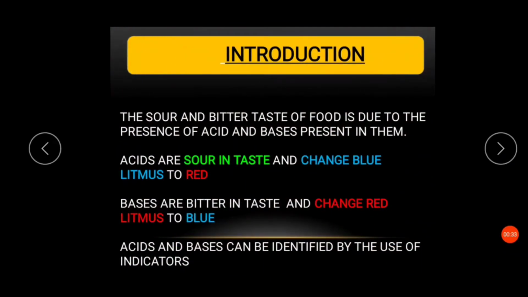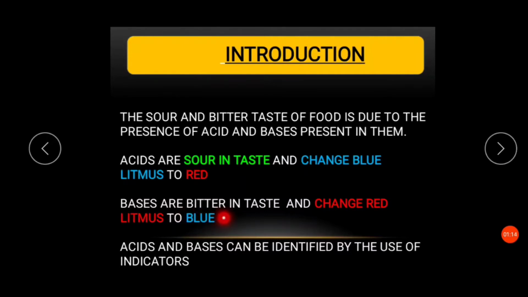Here is a basic introduction about acids and bases. All the food items which you eat which are sour in taste contain acid in them. So the sour taste is due to the acid present in the food item and the bitter taste is due to the bases present in the food item. Now acids are sour in taste and they change blue litmus to red. So the basic way an acid can be identified without tasting is to use litmus paper, particularly blue litmus paper. If it changes to red, it means the particular substance is acidic in nature.